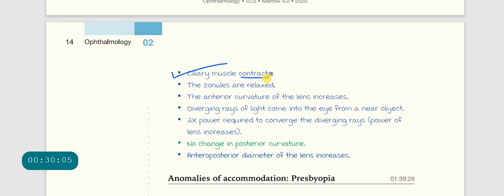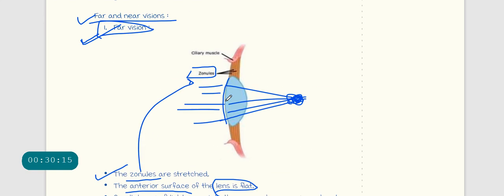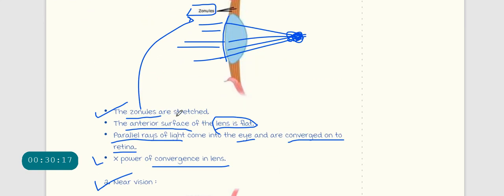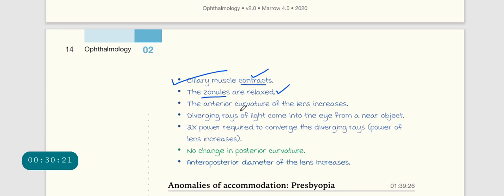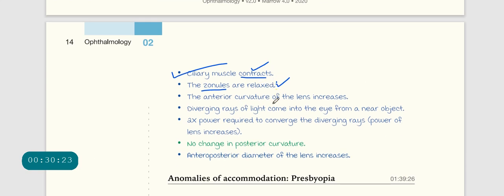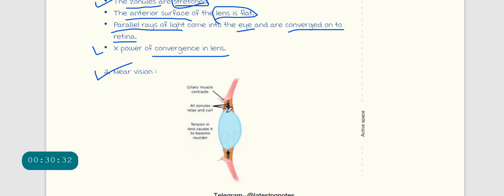They are going to be relaxed over here. The anterior curvature of the lens is increased. Now there was flat and now the anterior curvature of the lens is increased, bulged out. Okay, then there the rays were coming parallelly from far, and here there would be diverging rays, which will be coming from a near object, what you were seeing.